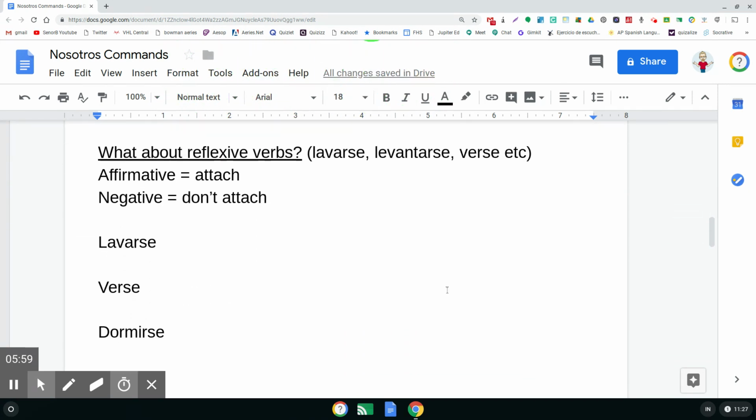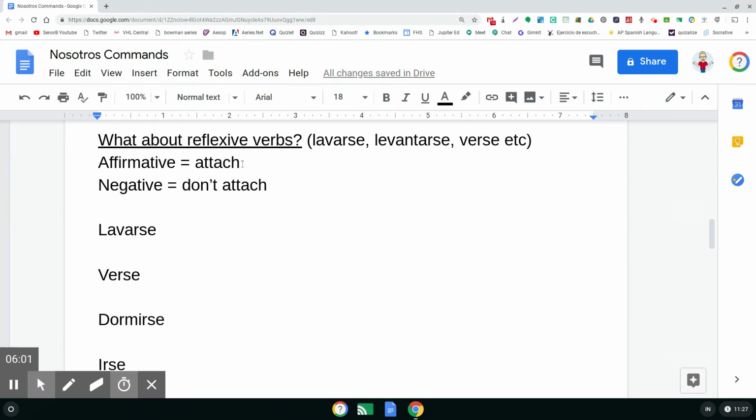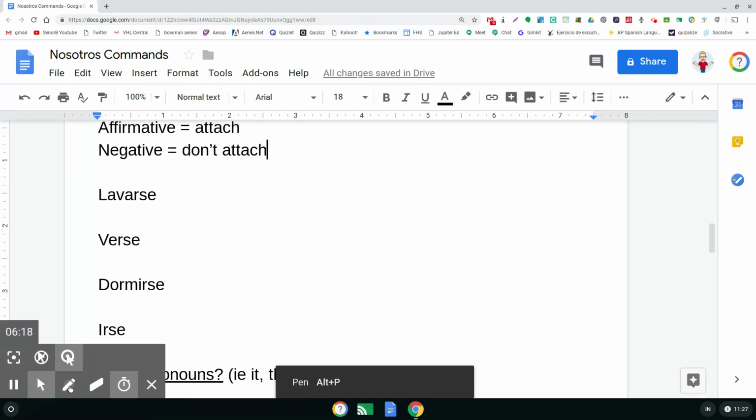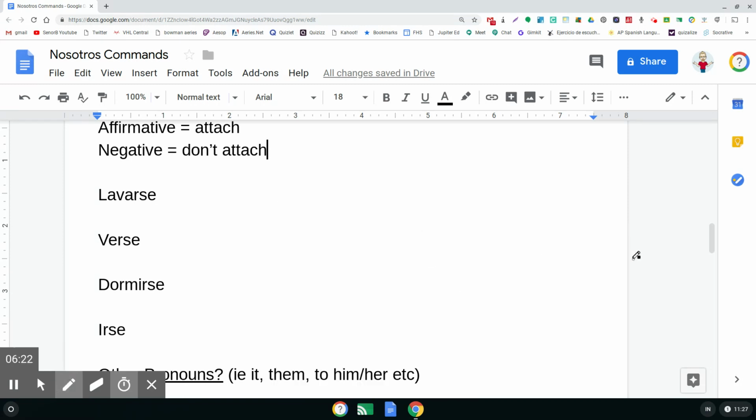What about reflexive verbs? If you've learned your tú commands, there was a rule that I teach with pronouns, and that is with affirmative commands, you're going to attach it to the end of the verb. With the negative command, you're not going to attach it. You're actually going to put it in front. So I've got four of these for you here. Let's do lavarse first, and we'll do them in both so you can see how it works.